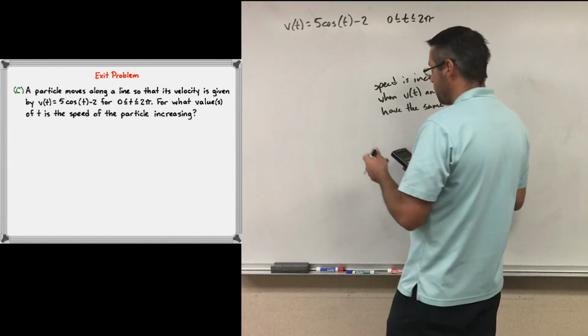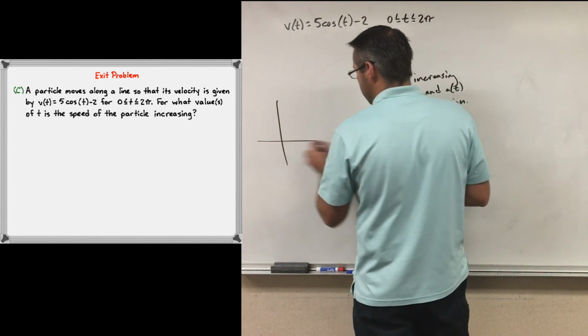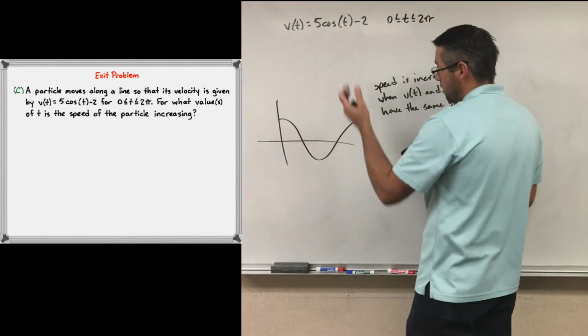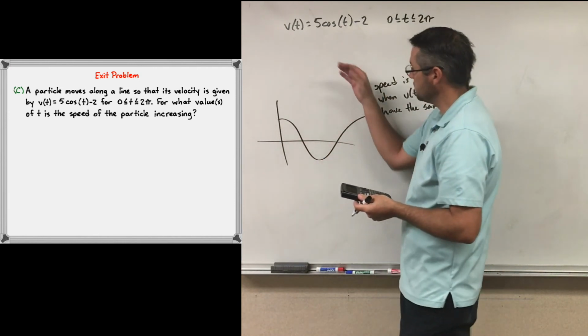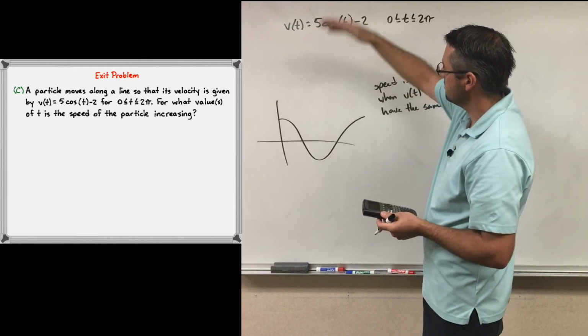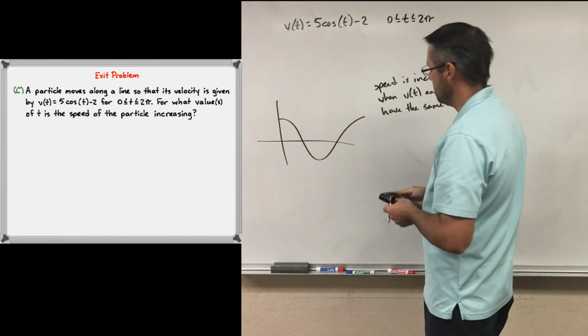And then I'll just roughly graph it here. So we have a reference. Okay. And we have something that looks like this, like a cosine graph. Our graph is actually going to be shifted down a little bit because of the negative 2, and it's got a higher amplitude, or greater amplitude, because of that coefficient out front.